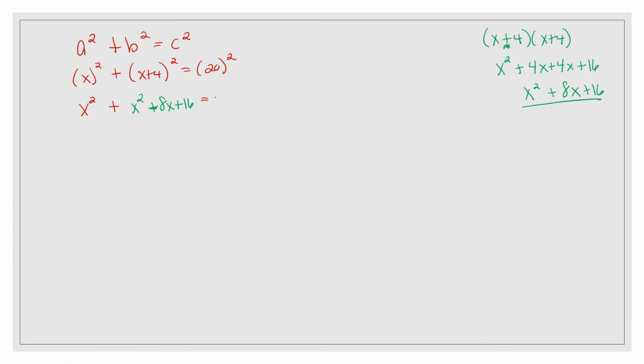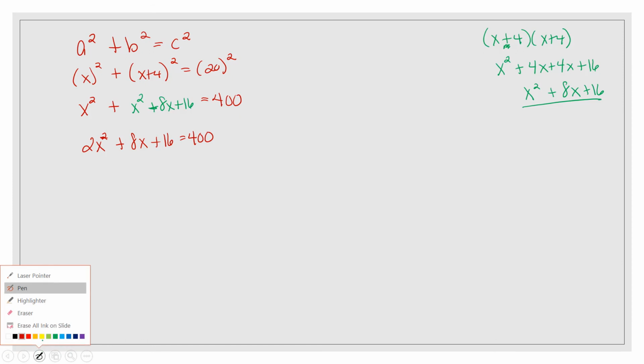And 20 squared, yep, I knew some of you already on your calculators figuring it out. Okay, so collecting some like terms, 2x squared plus 8x plus 16 equals 400. Okay, now, some of you may be asking yourself at this point, now what do I do? Well, I'm going to tell you.